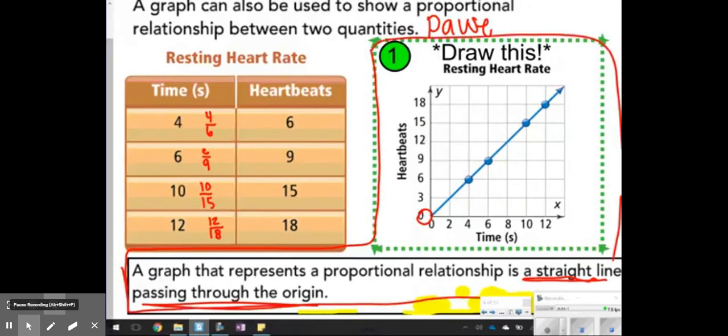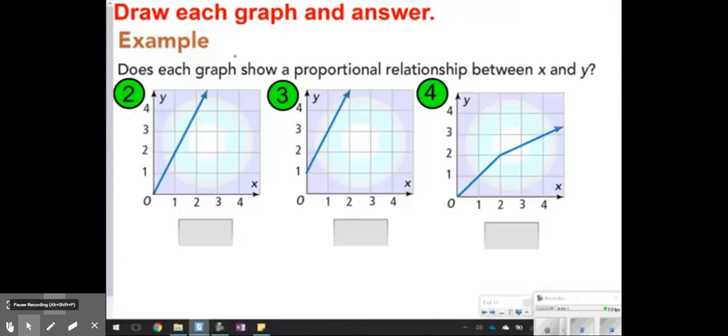So go ahead and take time now to pause. The first few you're going to pause and try on your own. So go ahead and pause the video and try to answer yes or no if it's showing a proportional relationship, and then click play to check your work.